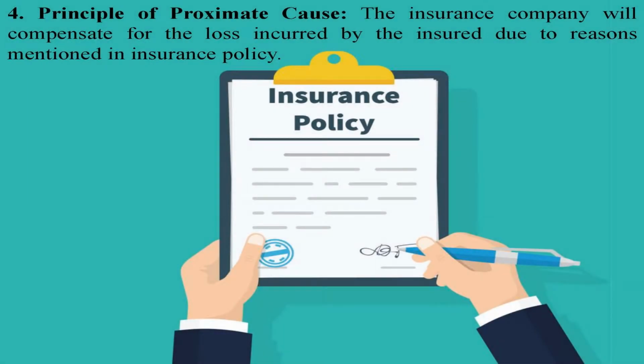Principle of proximate cause. The insurance company will compensate for loss incurred by the insured due to reasons mentioned in the policy. You have goods in the warehouse and you have taken a fire insurance for that. If a flood happens in that area and you lose your goods, the insurance company won't pay you for that loss, because it is not a proximate cause, or it is not the exact cause mentioned in the insurance policy.